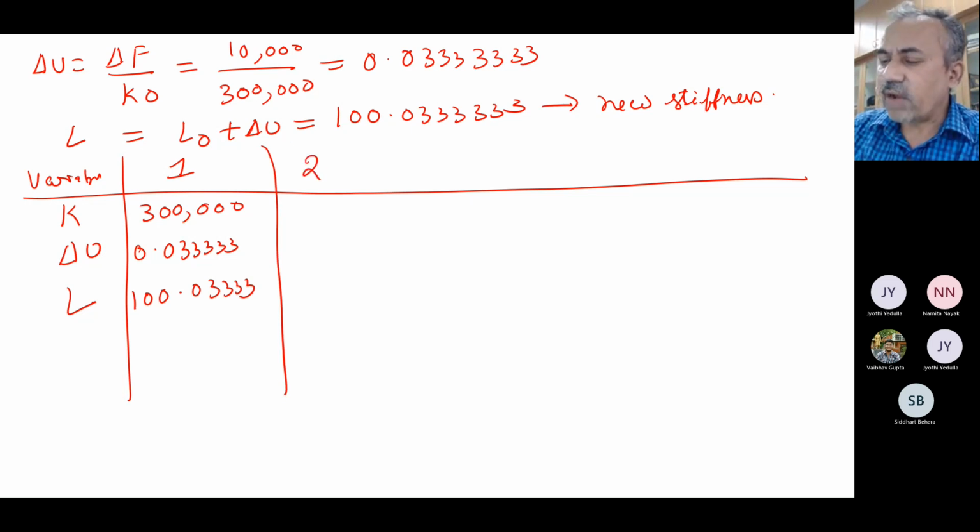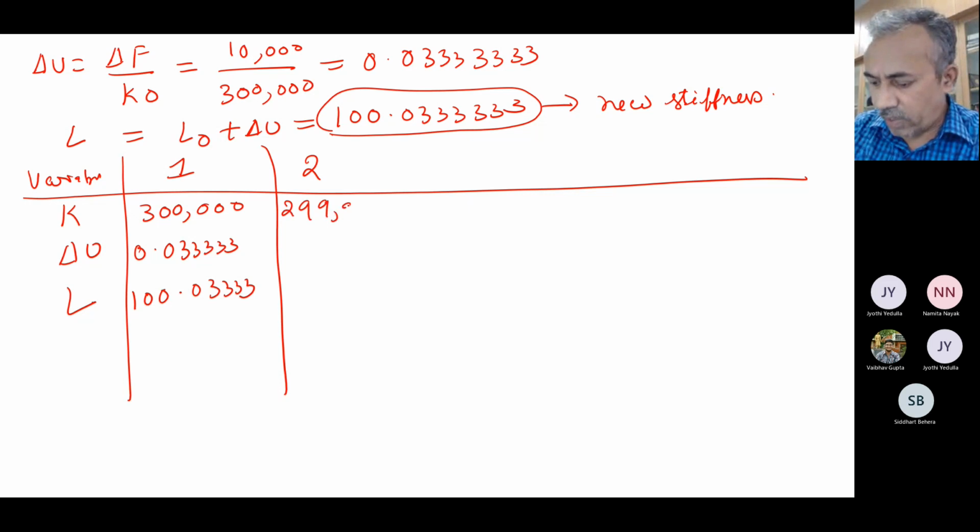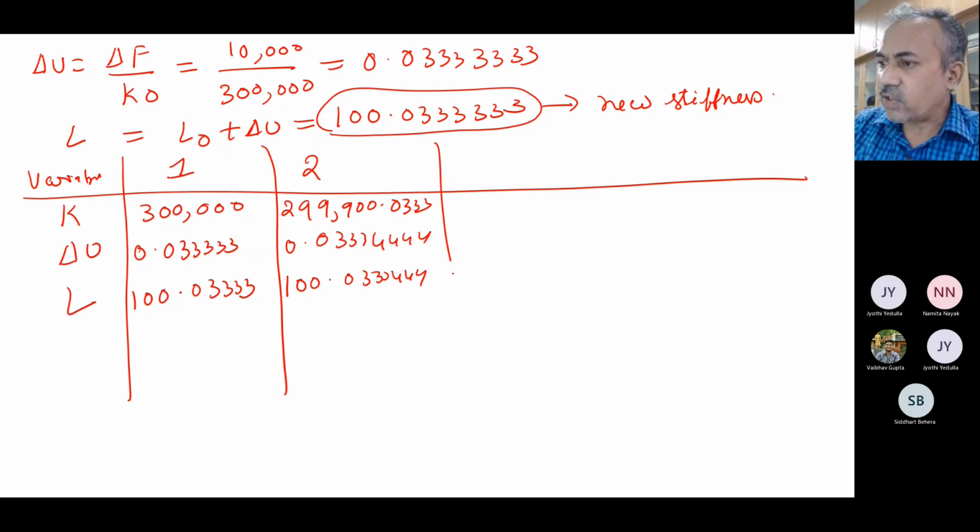Now in the second iteration, I have recalculated my stiffness, that is, substituting this expression in my calculation. So this turns out to be 299,900.03333 we get. Now once again you calculate the deformation 0.03333, then 4444 like that it turns out to be. Then once again the new length 100.0333444 like that. So second iteration.